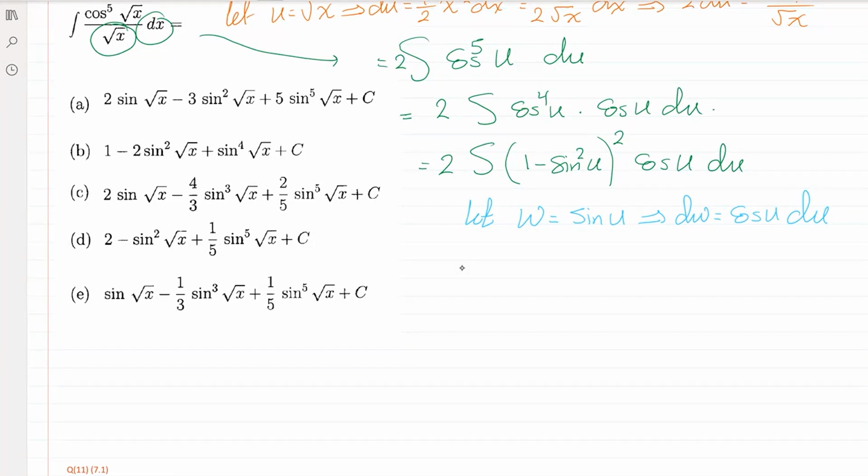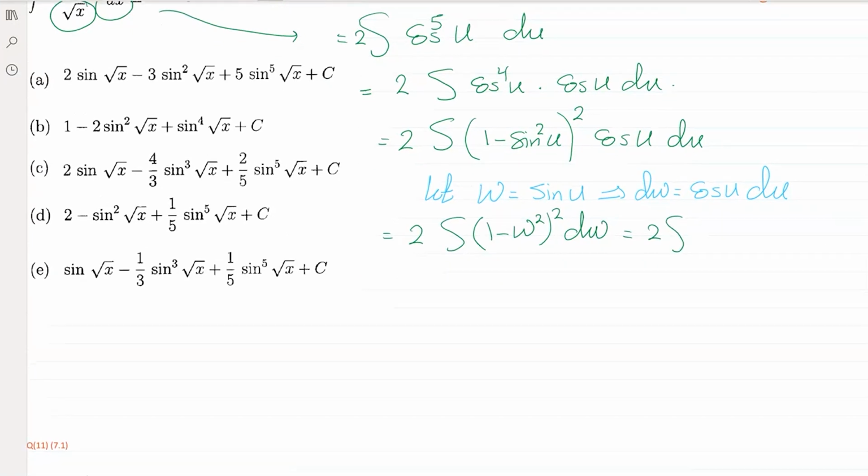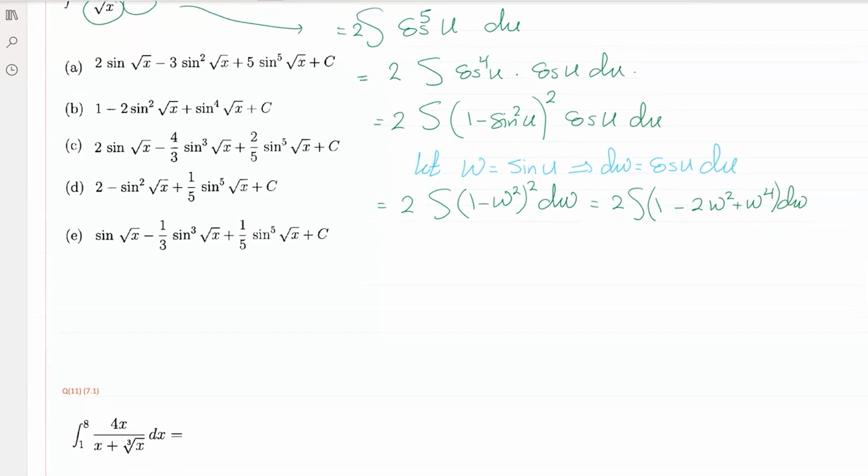So my question now becomes 2 integral of 1 minus w square, squared, dw. And if you want to simplify it, it will be 1 minus 2w square plus w power 4 dw. And if you integrate this one, it will be 2 times w minus 2w cube over 3 plus w power 5 over 5.